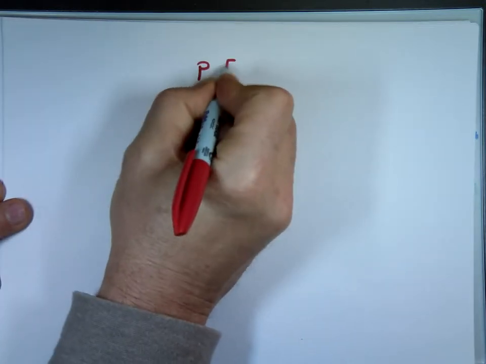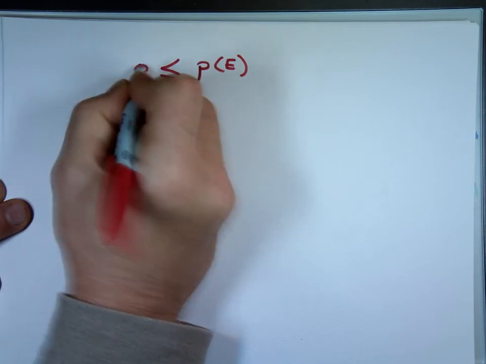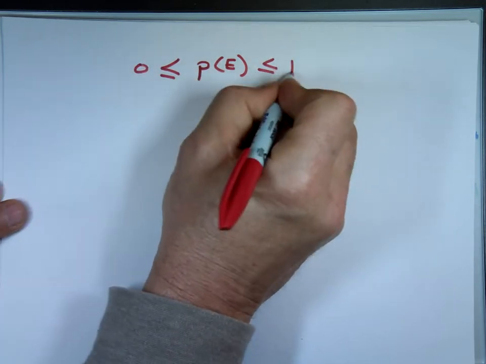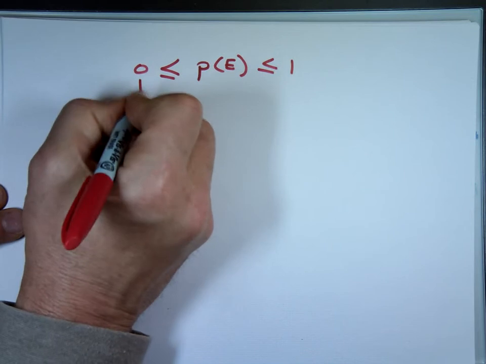Now, a couple of things to remember about probability. The probability of any event, doesn't matter what the event is, will always be between 0 and 1. It will never be negative. It will never be more than 1. Never. If it's 0, that means this will never happen. Impossible.